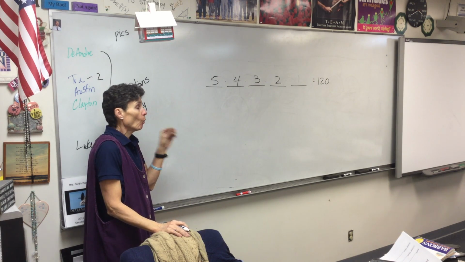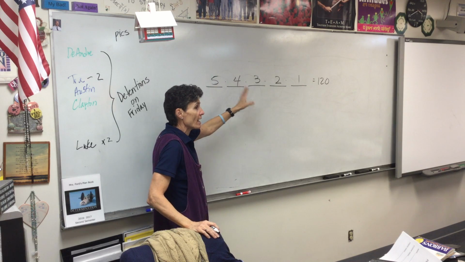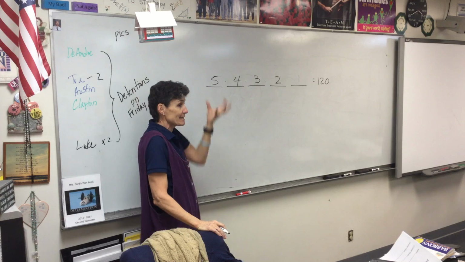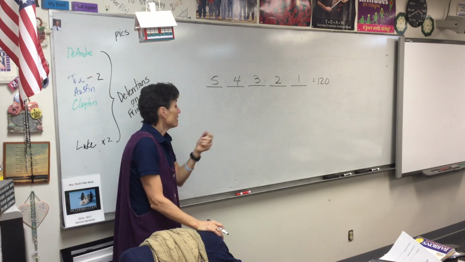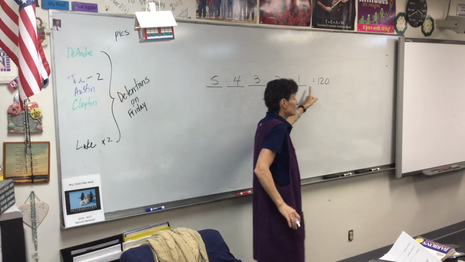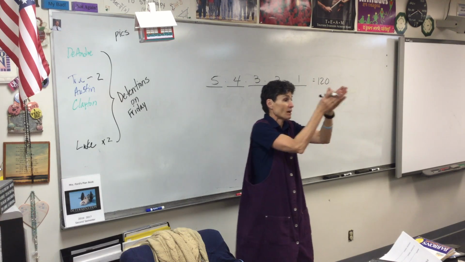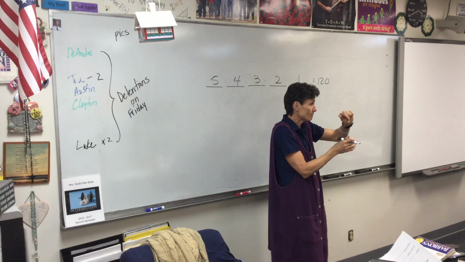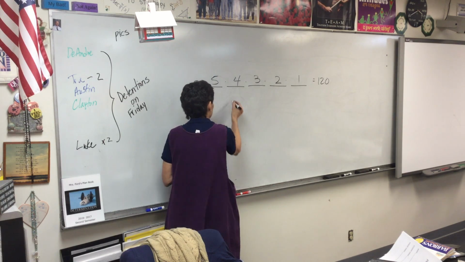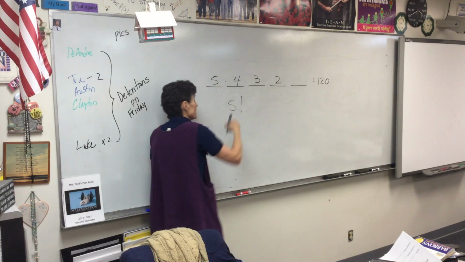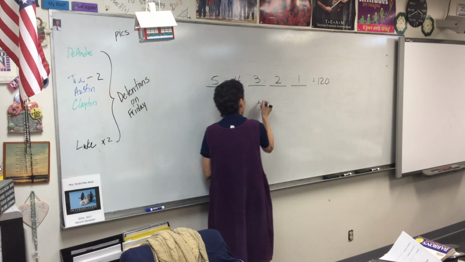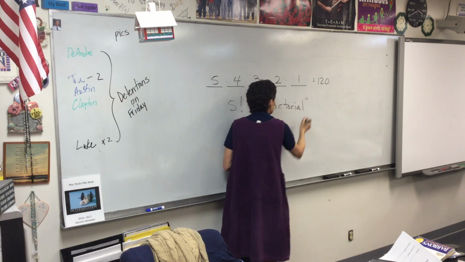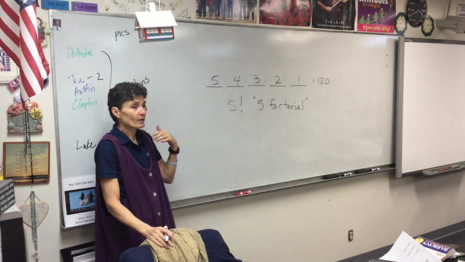I don't want to have to write this out every time I do one of these problems. There's a symbol I can use that will represent this very concept. 5 times 4 times 3 times 2 times 1. What is that symbol, Katie? It's an exclamation point. This is what we call 5 factorial. Is this button on our calculator? And there, that button is on your calculator.